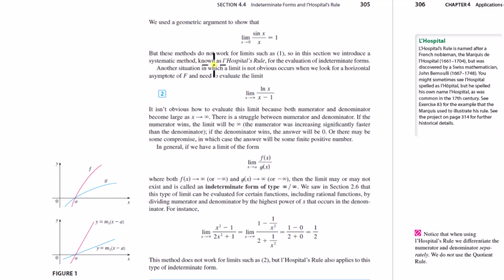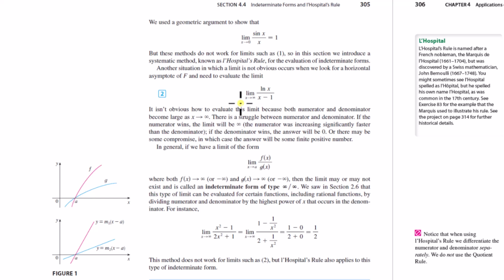So we're going to introduce this. To solve that, we're going to use what's called L'Hopital's rule for the evaluation of indeterminate forms. We've only seen one indeterminate form so far, the indeterminate form of type 0 over 0. Another situation in which a limit is not obvious occurs when we look for a horizontal asymptote of f and need to evaluate the limit.